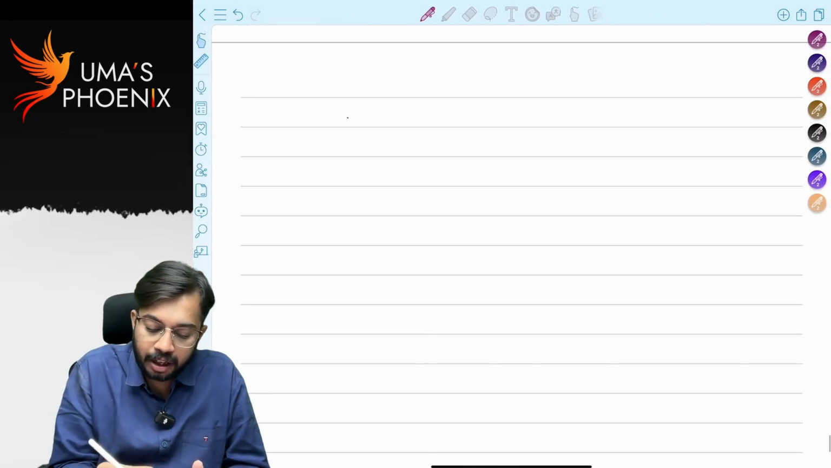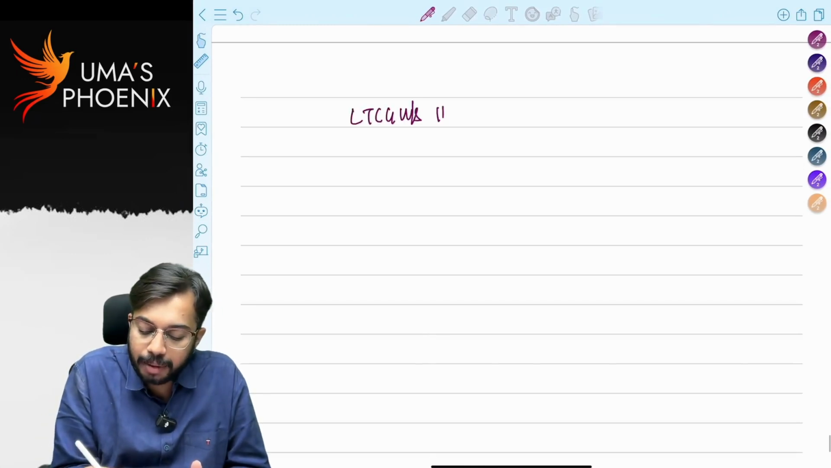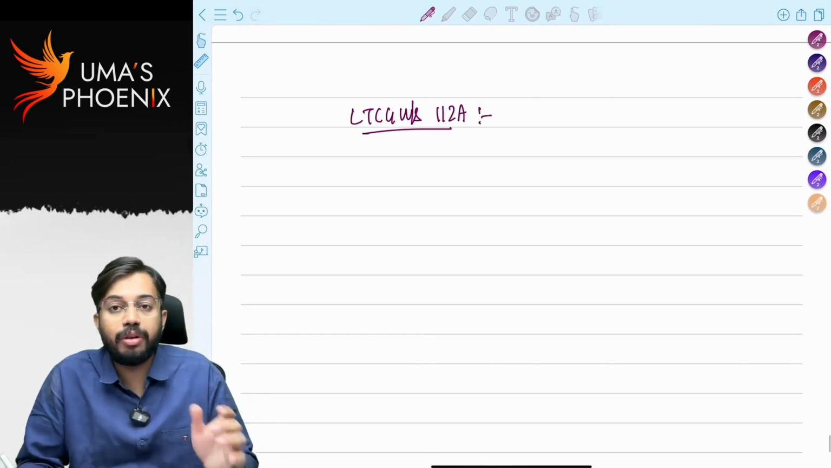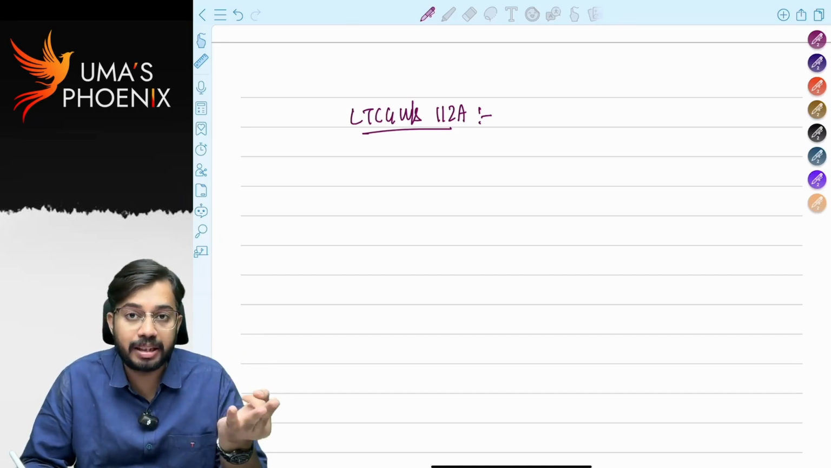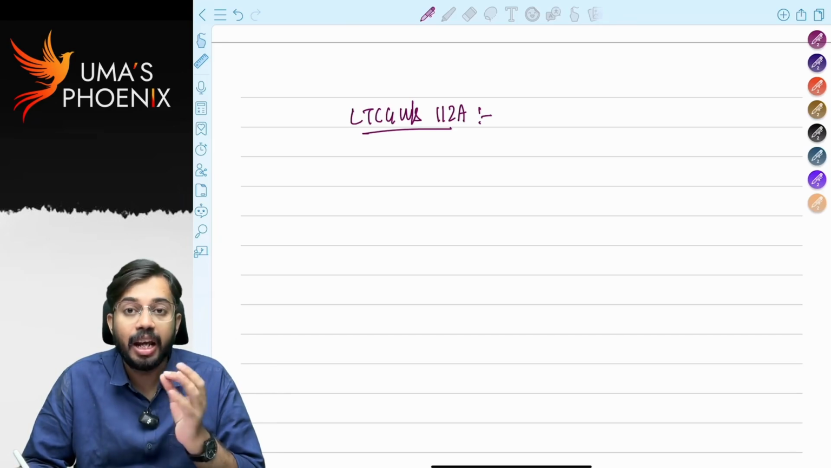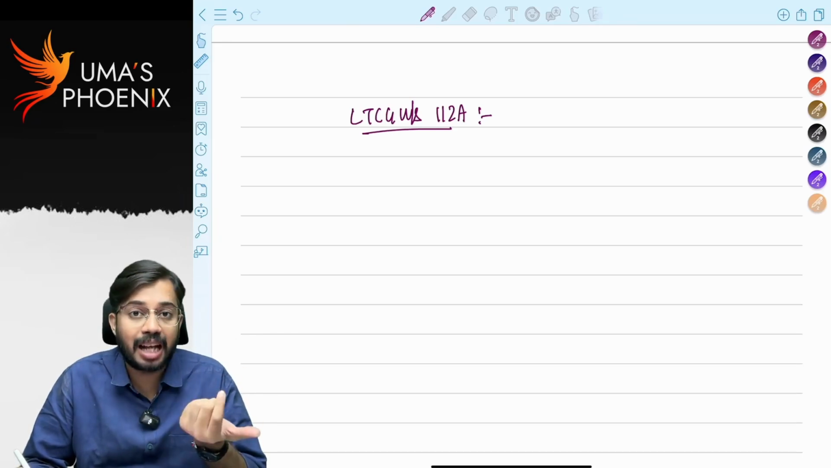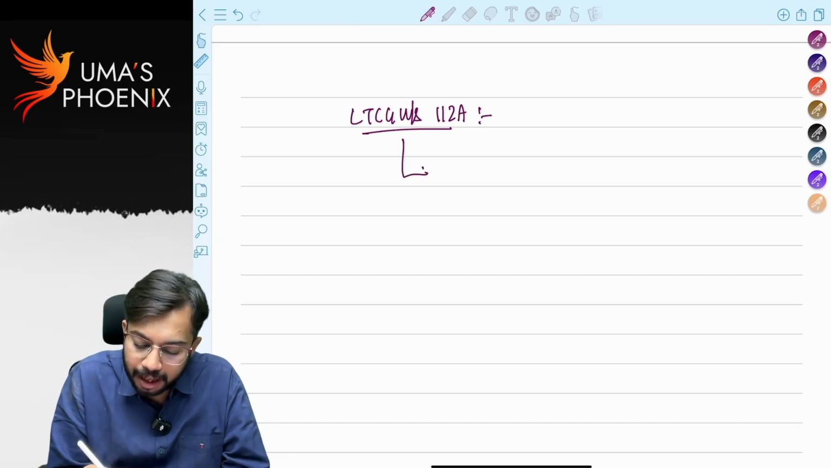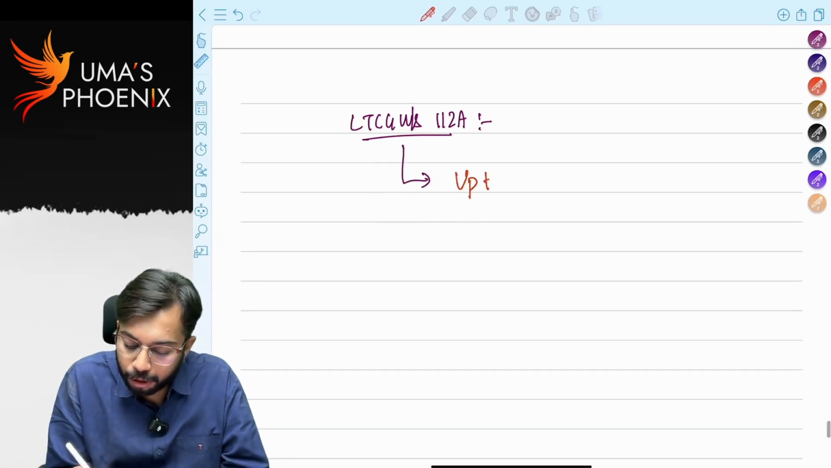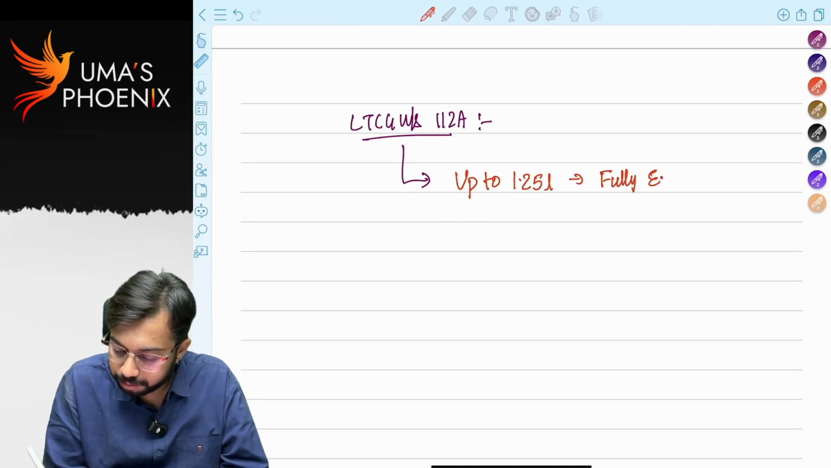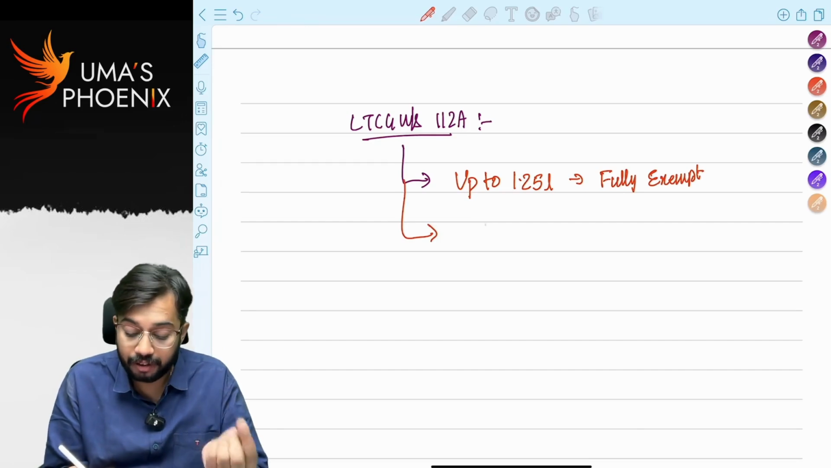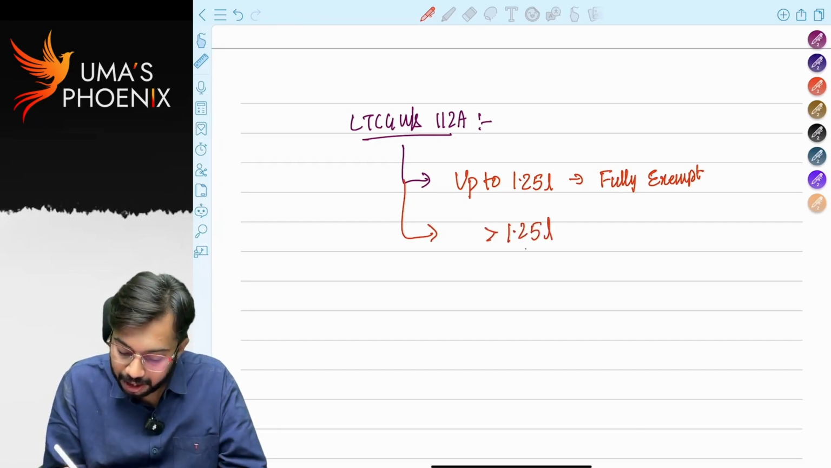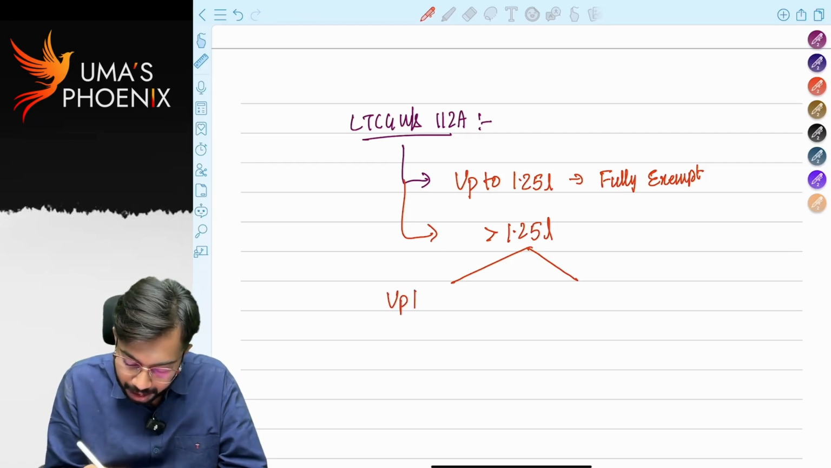Long-term capital gain under section 112A. You know, section 112A gets attracted when you transfer either listed equity shares, or units of equity oriented mutual fund, or units of business trust. If section 112A gets attracted, what is the tax rate, sir? If long-term capital gain under section 112A is up to 1.25 lakh, then it is fully exempt. If it is greater than 1.25 lakh, up to 1.25 lakh it is exempt.